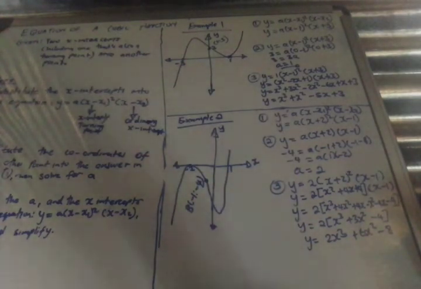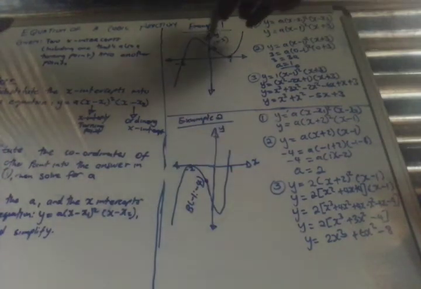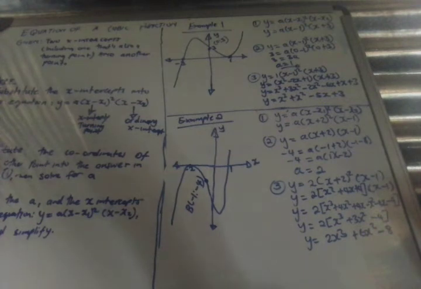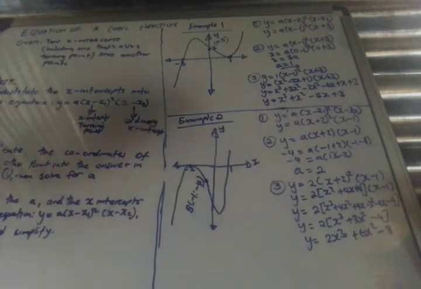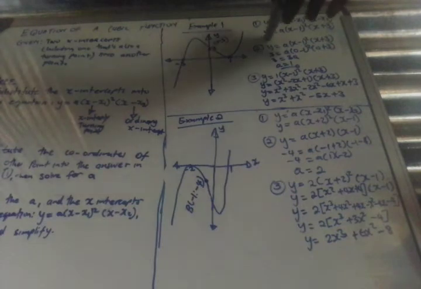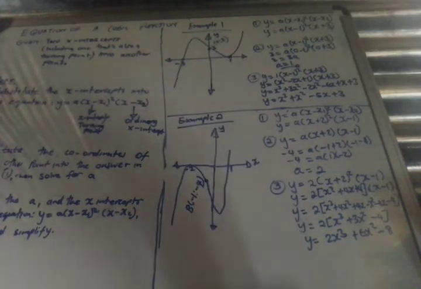Then the next thing is to substitute the coordinates of the other point on the graph, which is 0 and 3. We take the answer that we got in the previous step and substitute the coordinates of the other point. The answer in step 1 was y equals a into x minus 1 all squared into x plus 3.